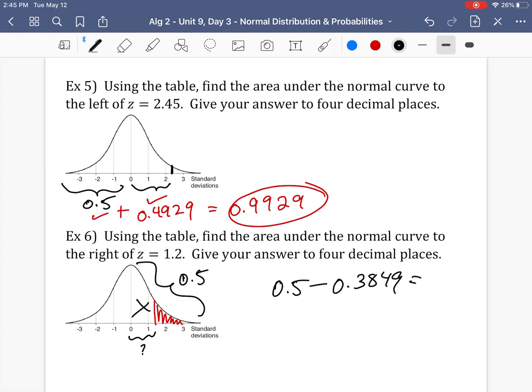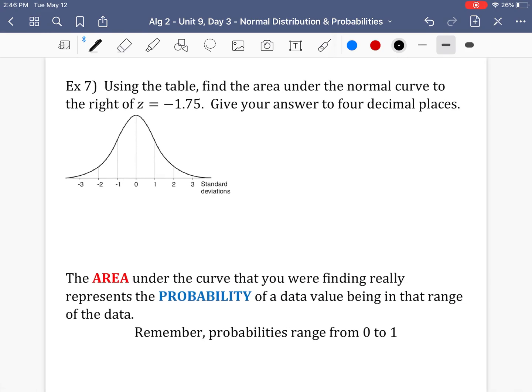0.3849. So I just wanted to give you a lot of scenarios here to get you used to looking at the chart and reading it. All right, so I got a few more of these and then just some basic overall examples. All right, so last one of these basic ones.